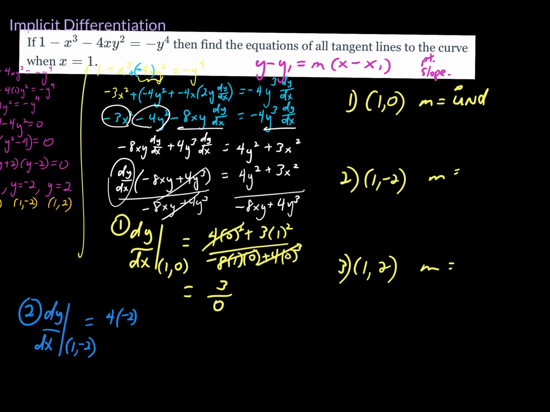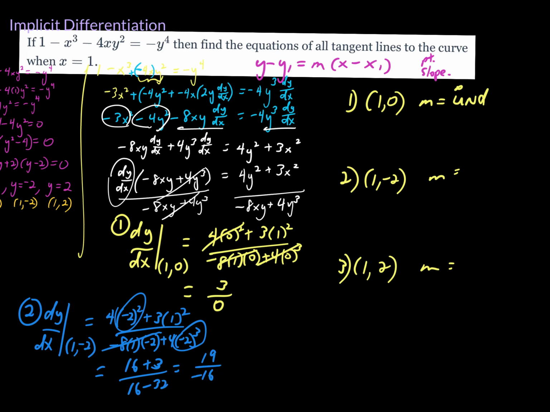Now I have a negative 2 squared. This is 3 times x squared. The denominator is negative 8 times x times y plus 4 times y cubed. Let's see what this equals. All right, so that's going to be, remember exponents first, that's 4. 4 times 4, we have 16 plus 3 in the numerator. And the denominator, that's a negative negative, which is positive 16. And remember, you do exponents first, so negative, negative, negative, that's negative 8. Negative 8 times 4 is negative 32, which gives us 19 over negative 16.